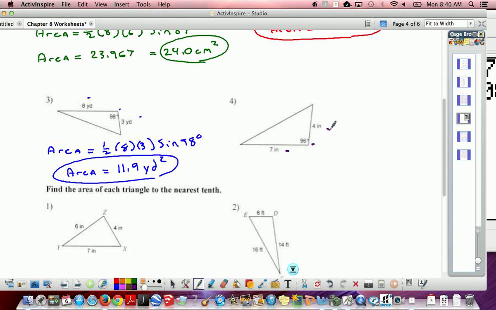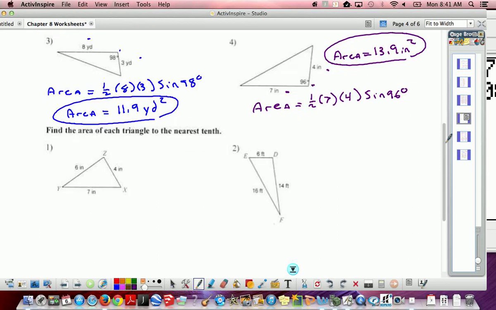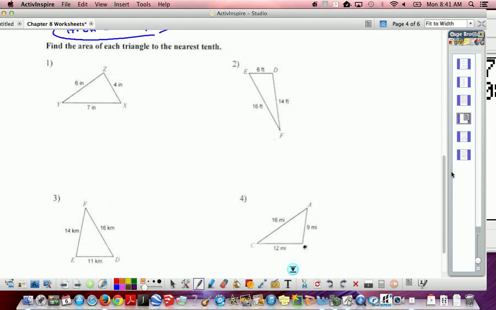So last one, side, angle, side. So my area is going to equal 1/2 times 7 times 4 times sine of 96 degrees. Plug that into my calculator, and my area ends up being, well, that's interesting. Oh, that was 96, sorry. Your area ends up being 13.9 inches squared.